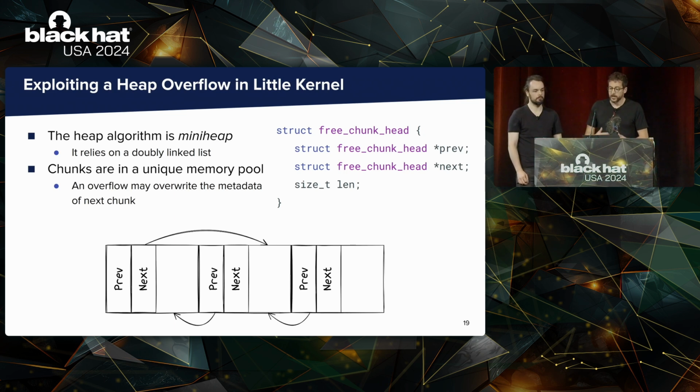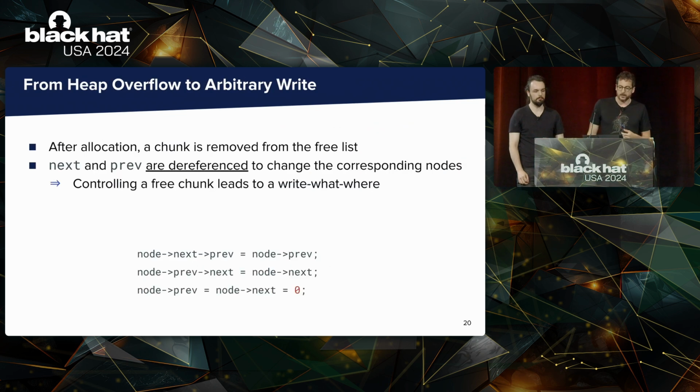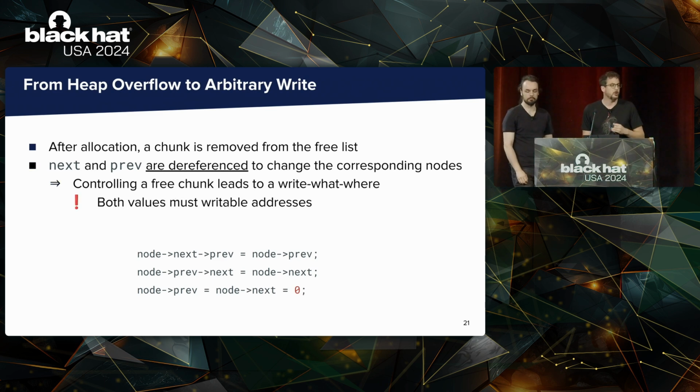And there is a way to turn an overflow into an arbitrary write. This is because of how the allocation algorithm works. After an allocation, a chunk is removed from the free list. To do so, the system will dereference the next and prev pointers of the chunk being allocated in order to access the next and previous chunks, and in turn modify their next and prev pointers so that they point to each other and not to the chunk being allocated. So long story short, if we control the header of a chunk that is being allocated, we have a write-what-where primitive with the only constraint that both values must be writable addresses.